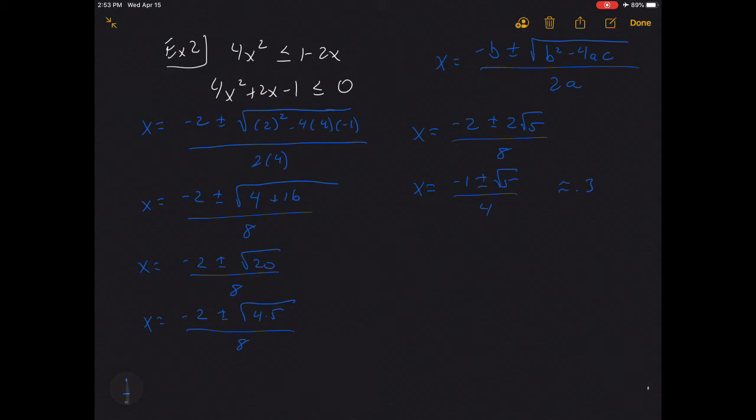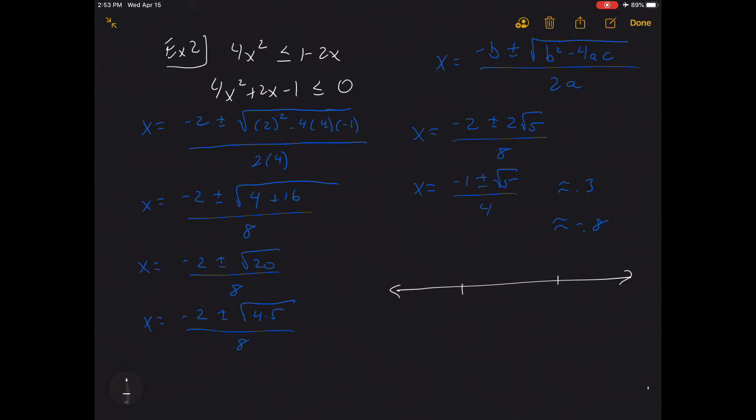And then if you were to do negative 1 minus the square root of 5 over 4, you're going to get negative 0.8, I believe. And that gives us a really good approximation. So when we go to put these on our number line, the answers with the square roots are the exact answers, so technically those are the ones we should be putting on the number line. But we're going to need the approximations just to be sure.